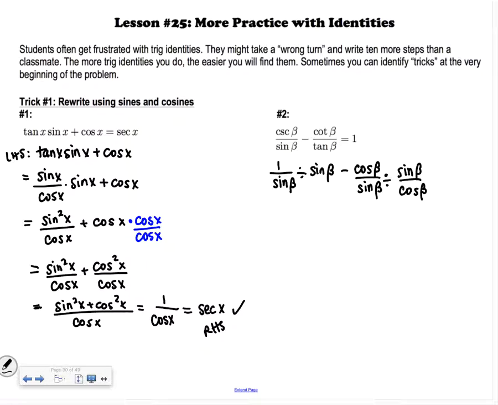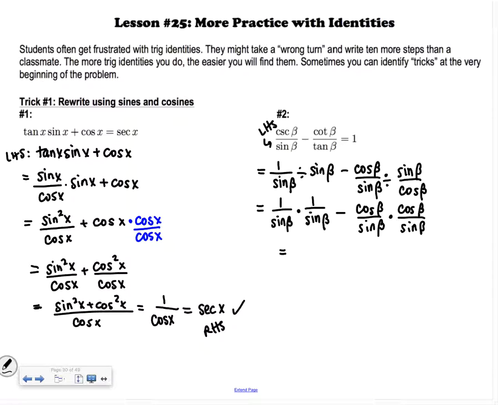If you're not good at drawing the betas, it's fine. Just put a b in there. That was starting with my left-hand side, and I got it equal to that. When I divide by a fraction, I multiply by its reciprocal, so I'm going to do that in this step. I'm going to do 1 over sine of beta minus cosine of beta over sine of beta times cosine of beta over sine of beta.